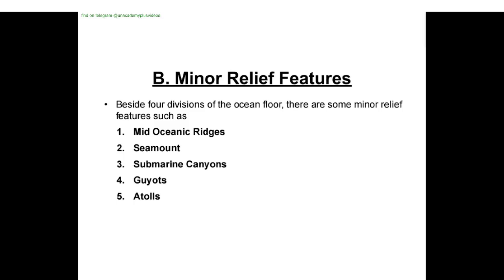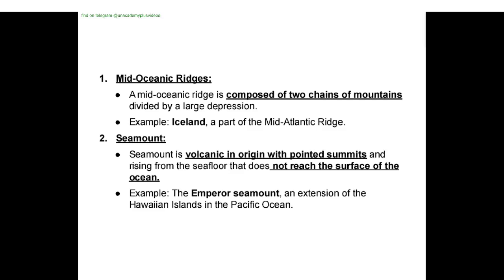Minor relief features. Besides the four divisions of the ocean floor, there are some minor relief features such as mid-oceanic ridges, seamounts, submarine canyons, guyots, and atolls. Mid-oceanic ridges. A mid-oceanic ridge is composed of two chains of mountains divided by a large depression. Example, Iceland, a part of the Mid-Atlantic Ridge.